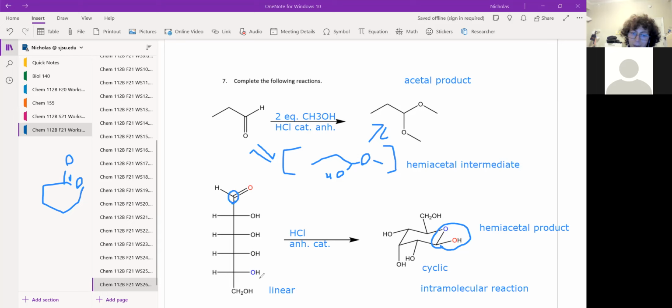You have a carbonyl and you have an alcohol and they react to make a hemiacetal. And they can keep going. If this reacts with another sugar, it would make an acetal, but you don't have to know this for this class. You'll see it in biochem.